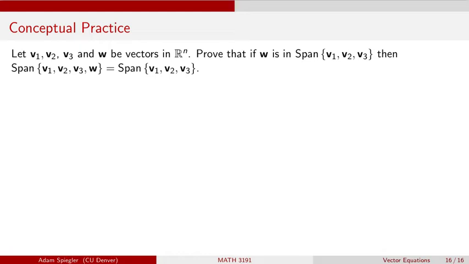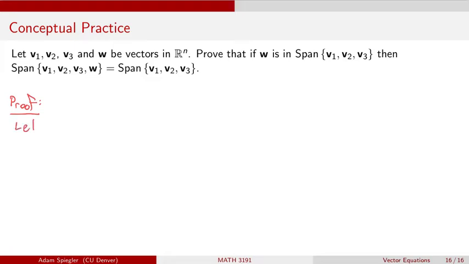So the statement we're trying to prove is: let's consider vectors v1, v2, v3, and w. These are four different vectors in Rn. And what I want to prove is that if vector w is in the span of v1, v2, and v3, then including that vector w along with vectors v1, v2, and v3, the span of that set of four vectors is going to be the same as the span of the original three vectors v1, v2, and v3. So let's prove this statement down below.